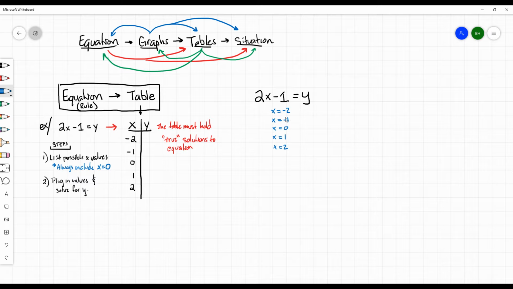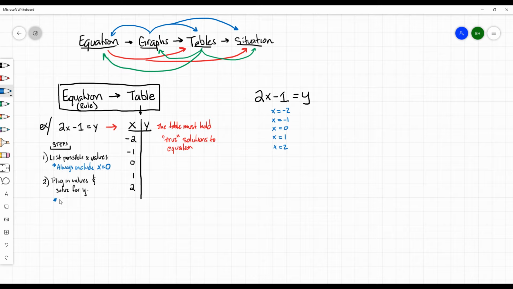I used 5 values here because that'll give me a good list to start with. Most of the time, I would suggest us using 5 different values. Sometimes I'll tell you to use 3, but we always need to include 0, and I love to use a little bit of positives and a little bit of negatives in here.